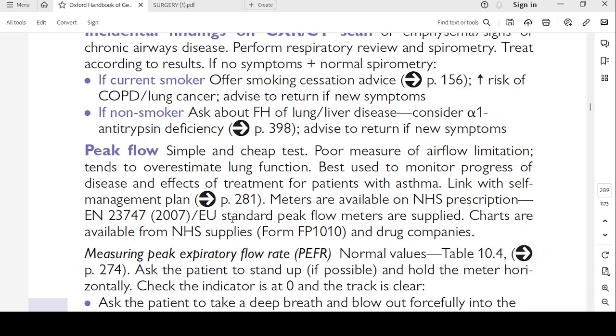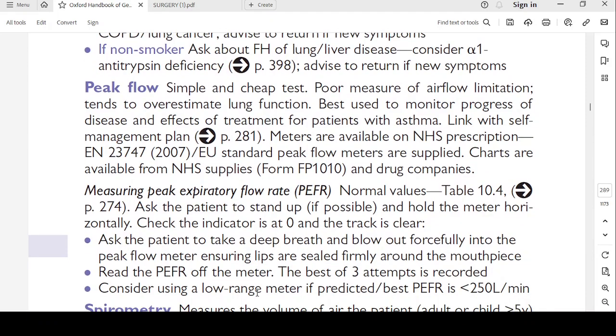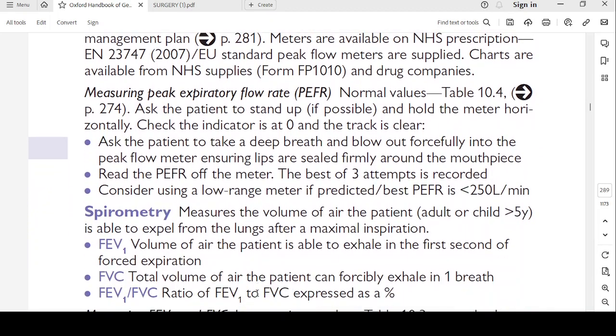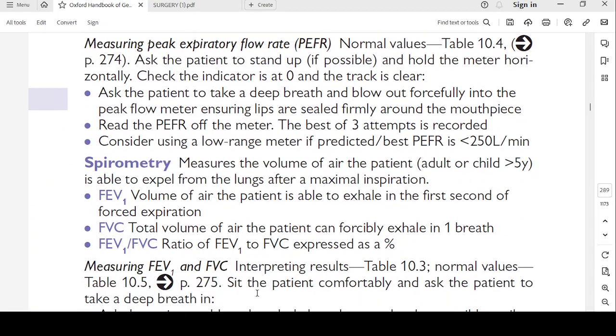EN 23747. EU standard peak flow meters are supplied. Charts are available from NHS supplies and drug companies. Measuring peak expiratory flow rate. Normal values are given in the table. Ask the patient to stand up if possible and hold the meter horizontally. Check the indicator is at 0 and the track is clear.